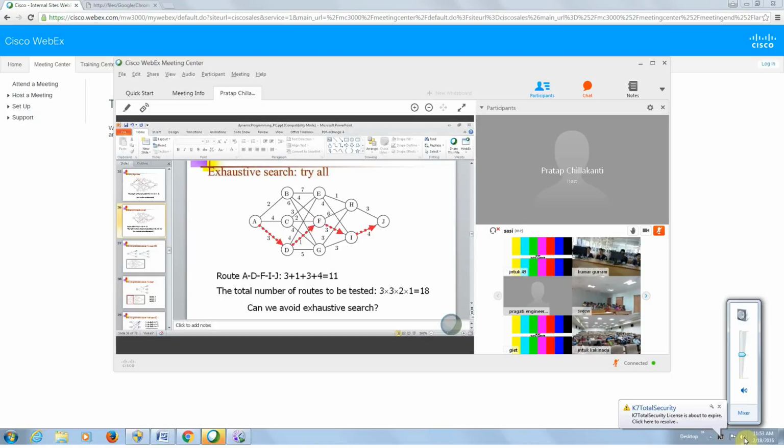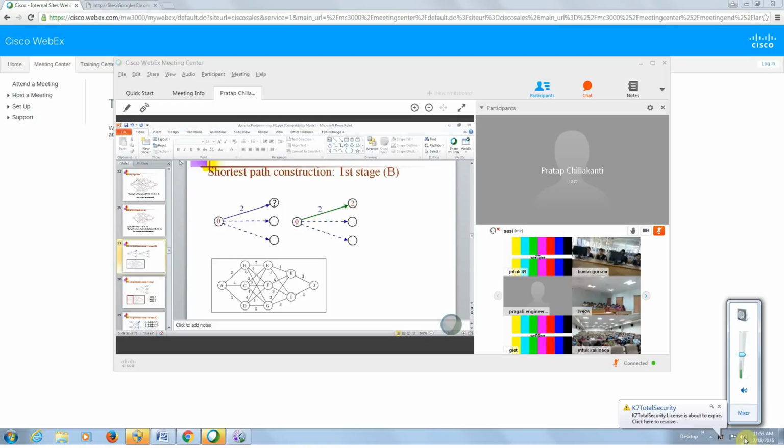Okay. Now let us follow this algorithm carefully. What we are doing, we are going to construct the shortest path stage by stage. That is what the next set of slides are. How do we construct that? Let's look at it here. This is where you are getting into the meat of this algorithm, right? So stage 1. So you are going to go from A to 2 or 4 or 3. Okay, so first stage is B.